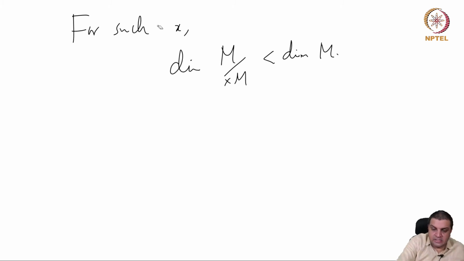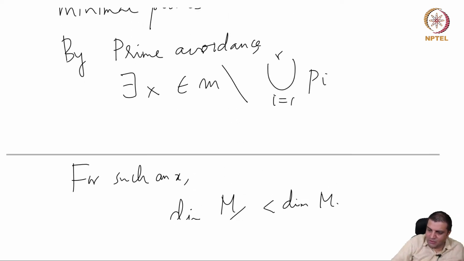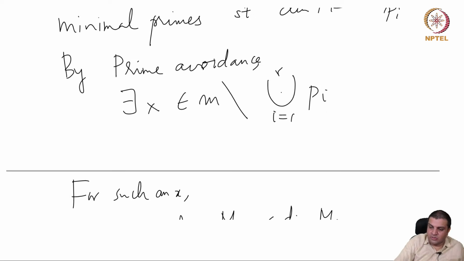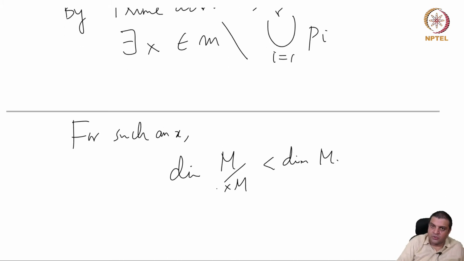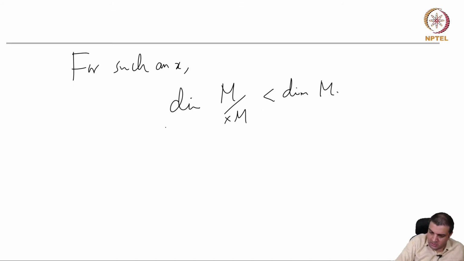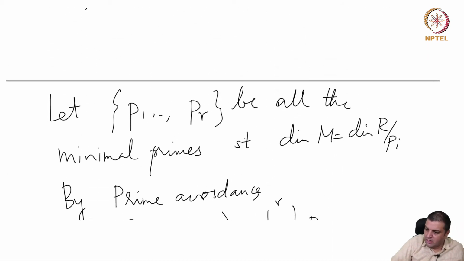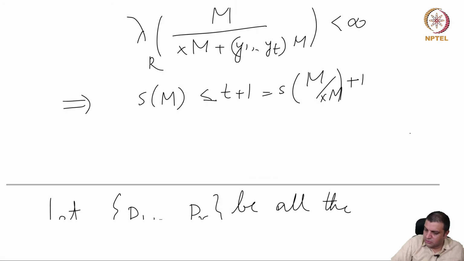Okay, that is because if you need a prime ideal which contains x and the annihilator of this module, it cannot be one of these, because none of these contain x. So therefore, any chain which goes from the annihilator of this module can be lengthened by at least 1 to get a chain containing the annihilator of this. So this dimension is strictly less. Okay, so now induction applies for M mod xM, and so now let's put these things together.